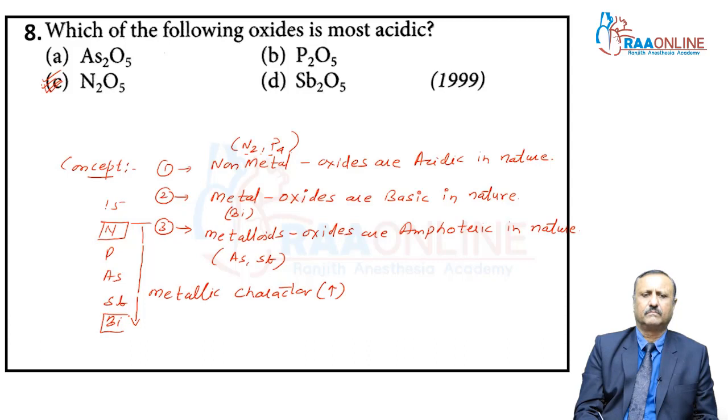So my dear students, nitrogen is a non-metal, while bismuth is a metal. And arsenic and antimony are metalloids. Phosphorus is also a non-metal, but it's a solid and nitrogen is a gas. So in a gas, non-metallic character is greater. So N2O5 is your answer. My dear students, question number 8, the answer is C. And you can see the concept.